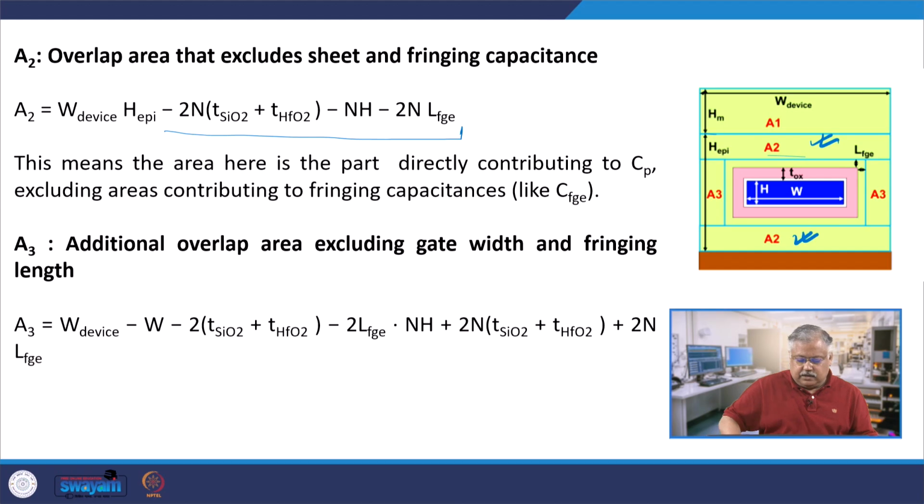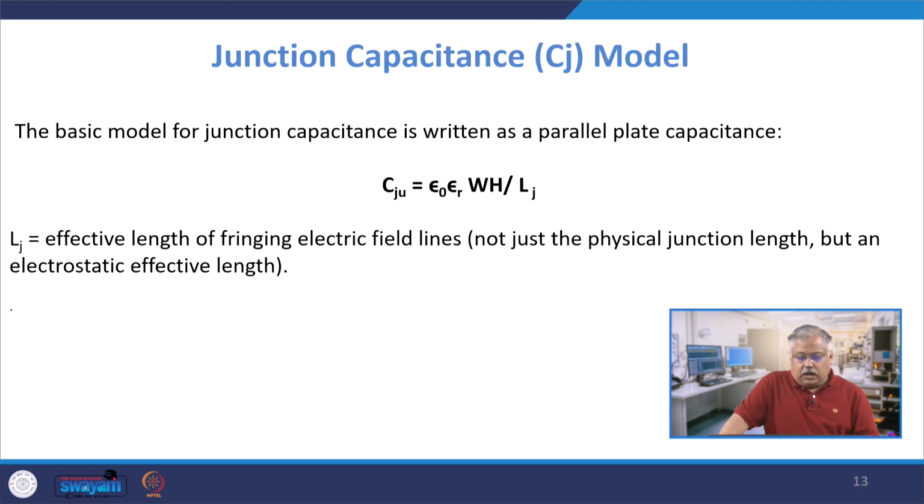A3 is written again in this fashion, and it is given by this expression at this particular point. Now, if you add A1, A2 and A3, you get the total area. When you put the total area back into the other parameters, you will get the junction CP value here, the parasitic capacitance.